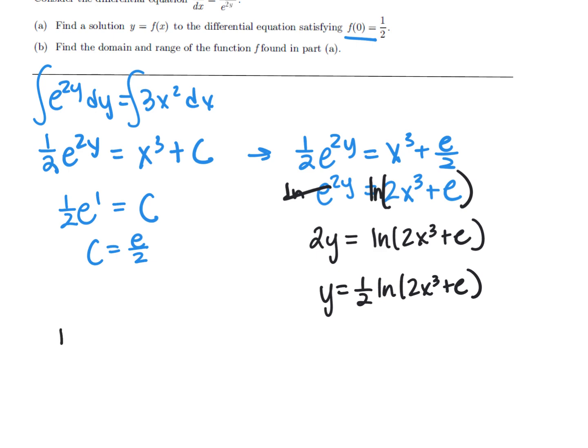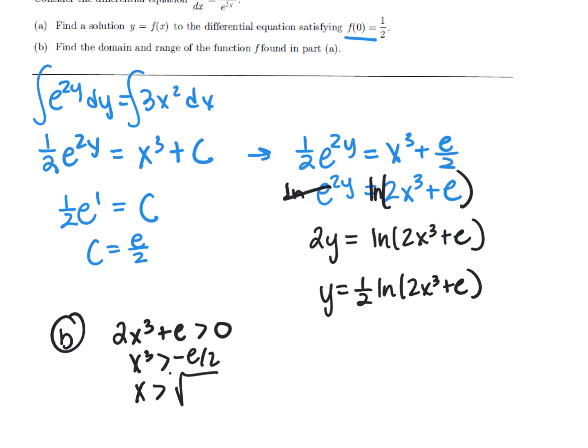It did ask for the domain and range. What's the limiting part of this solution? What am I not allowed to have with this solution? Yeah, we can't plug in zeros or negatives into the logarithms. So the domain is going to be restricted by 2x cubed plus e will have to be greater than 0. So if we solve for x here, we'll subtract e, divide by 2. So we'll have x cubed is greater than negative e over 2. So then that means that x has to be greater than the cube root of negative e over 2.